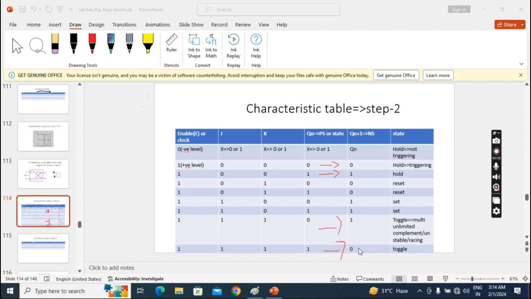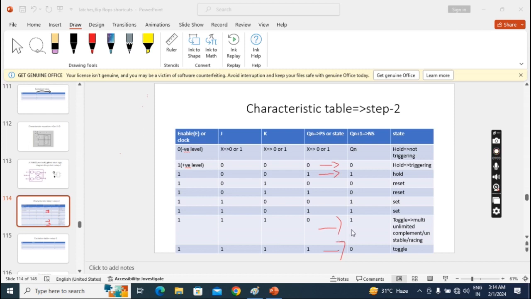This one also will change. So that continuous complementing is called a toggle. Continuous, repeated, or unlimited complement is called a toggle. Here we are showing only one time, but in reality it will change multiple times. There is no ending until we turn off the circuit or apply inputs other than 1 1.